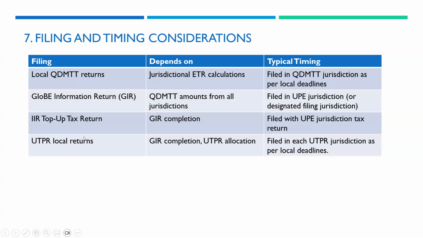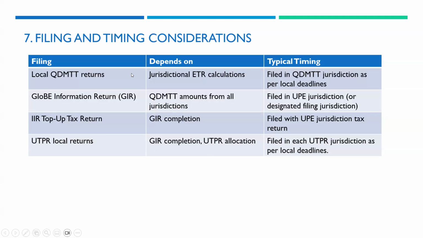Now you understand the complexity here in terms of filing, because let's say some country, India for example, follows April to March, whereas the GloBE information return has to be filed for January to December. It is a little complicated, because since this is a sequence-based system, the filing also takes place in sequence. So QDMTT returns have to be filed first, then GIR, then IAR, then UTPR. That is why it will not be completed within 9 months. That's why there is an extension of 15 to 18 months for completing this.